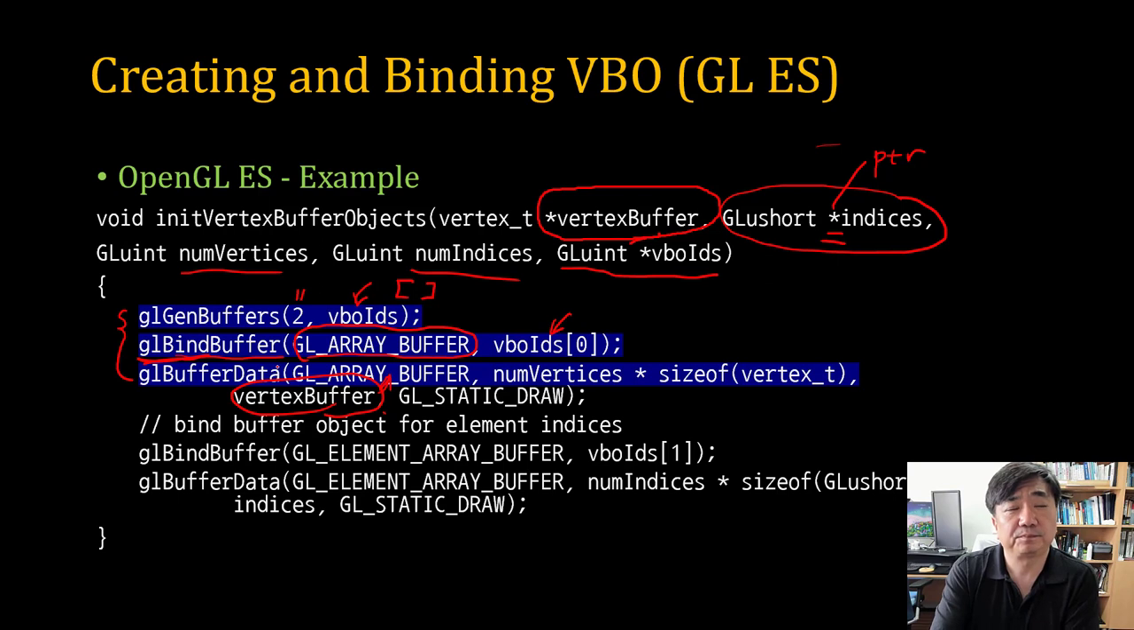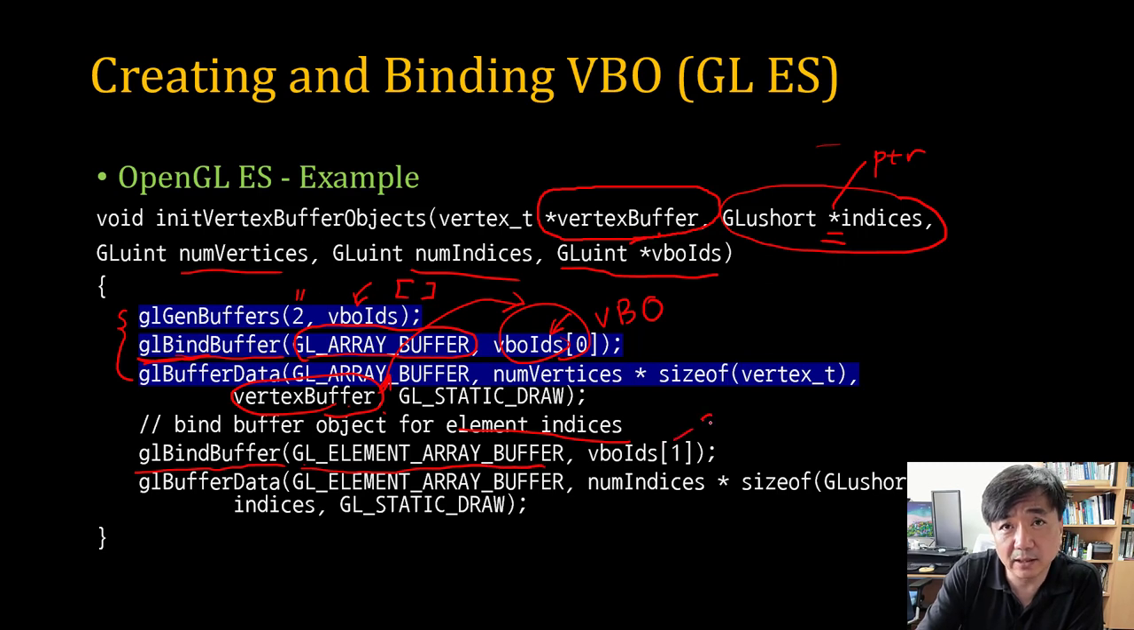So the bound buffer is this one, and the vertex buffer data will be sent into this VBO. Okay? And then there is the element index buffer. So glBindBuffer again, and the second type is GL_ELEMENT_ARRAY_BUFFER. So the second element is used for the element array.